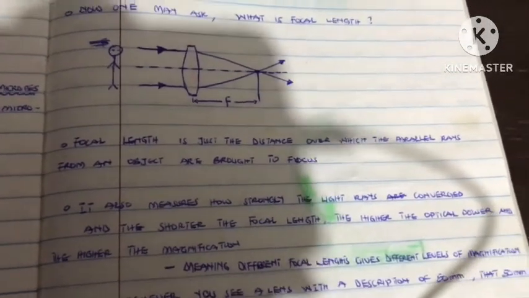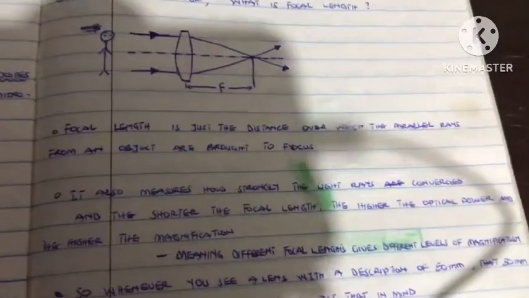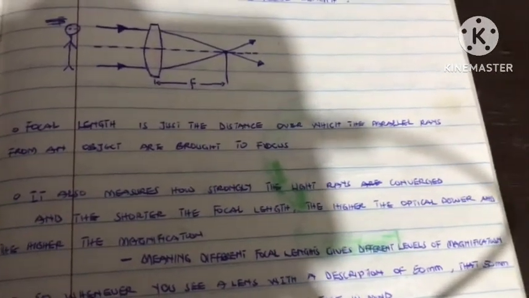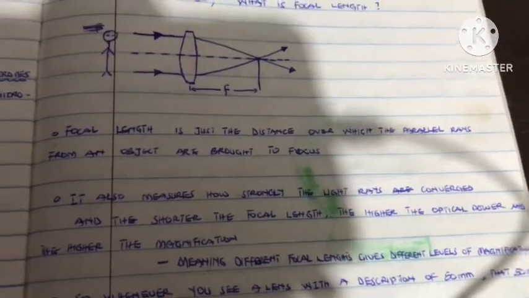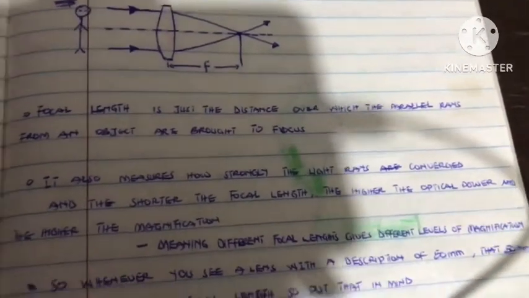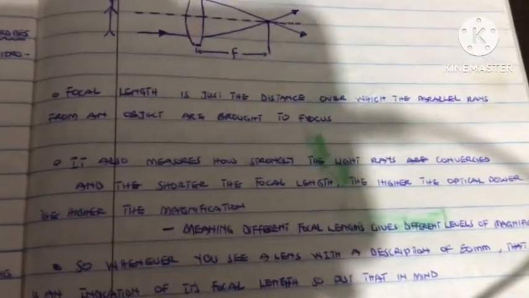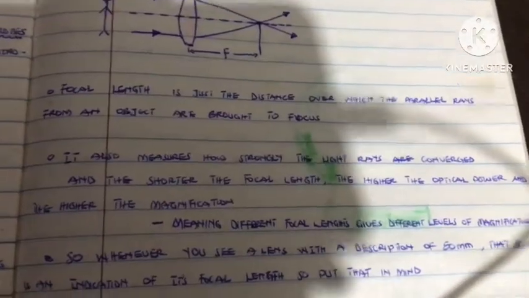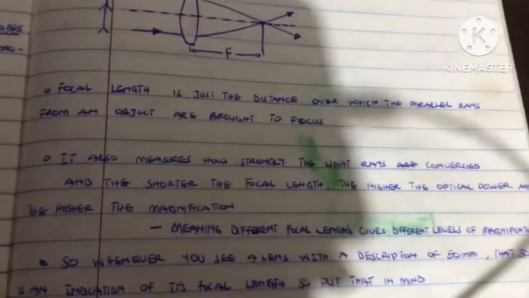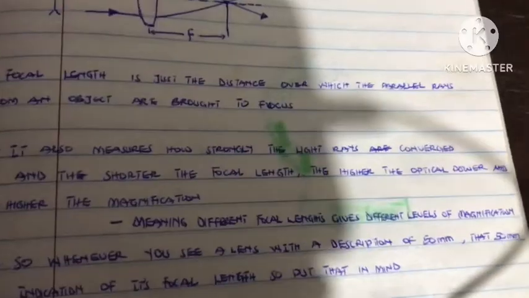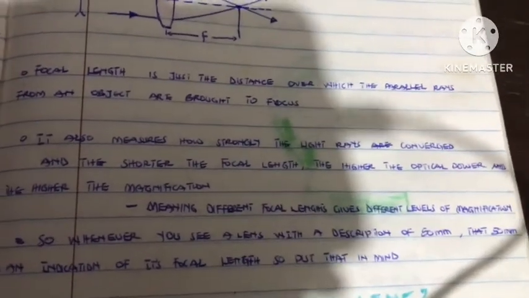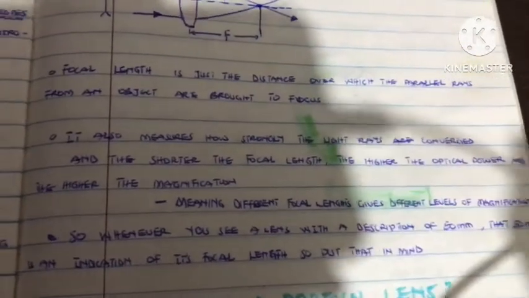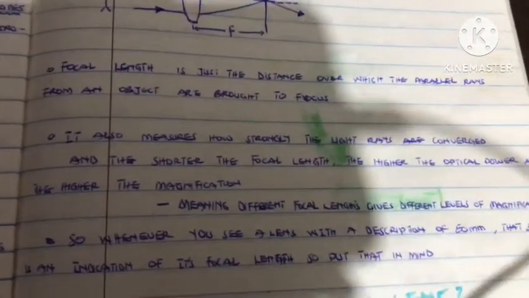Converged, and that gives a low magnification. Hope you remember. And as I said, the shorter the focal length, the higher what? The optical power, and the higher the magnification, and vice versa. Meaning, different focal lengths give different levels of what? Magnification. So whenever you see a lens with a description of 50 millimeters, that 50 millimeters on it is an indication of its what? Focal length. So put that in mind.